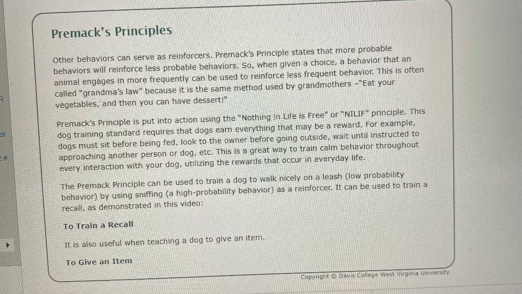This is a great way to train calm behavior throughout every interaction with your dog, utilizing the rewards that occur in everyday life. The Premack principle can be used to train a dog to walk nicely on a leash, a low probability behavior, by using sniffing, a highly probable behavior, as a reinforcer. It can be used to train a recall as demonstrated in the video attached to the comments. It is also used when teaching a dog to give an item.